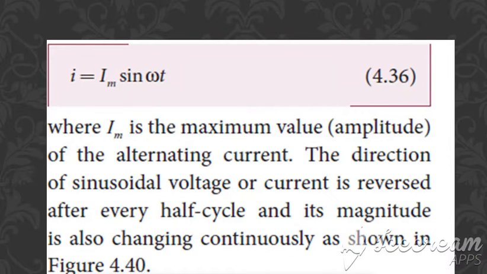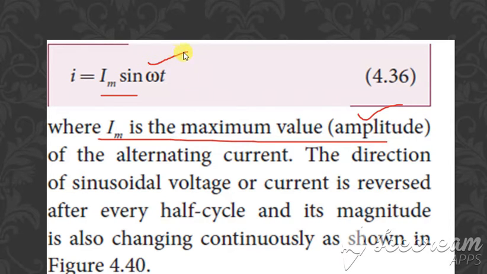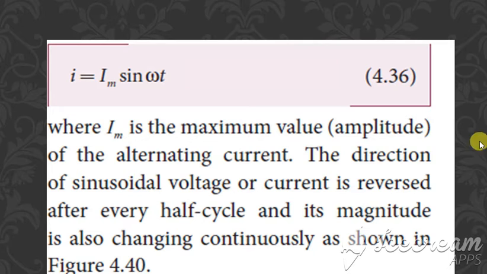Then next we have the same equation for I, where we are writing I is equal to Im into sine omega t. In the same way, Im is said to be the amplitude, okay, and omega is said to be the angular frequency, and I is said to be the alternating current. Clear? So this is the equation for I. So I is equal to Im into sine omega t.